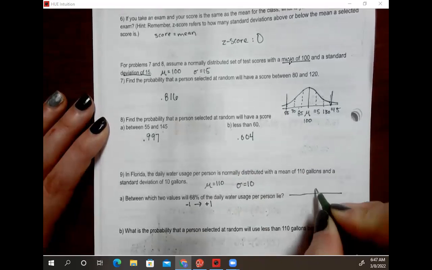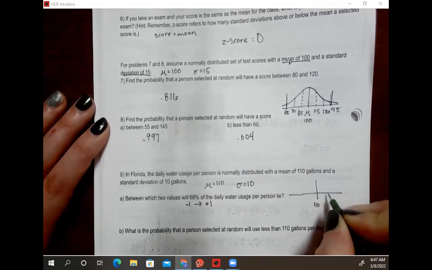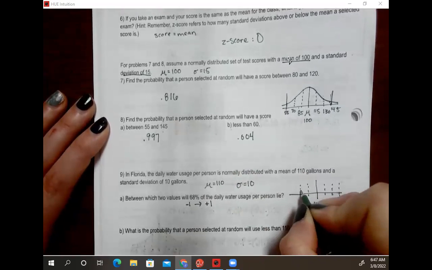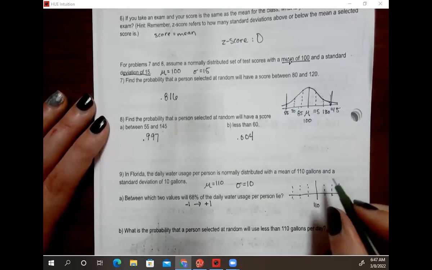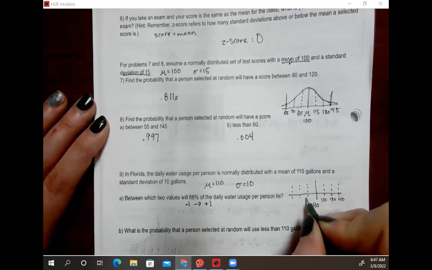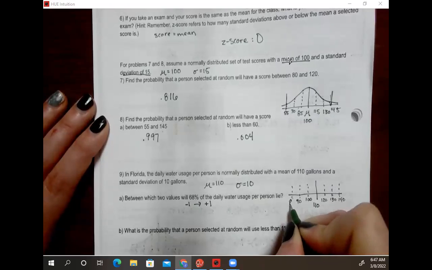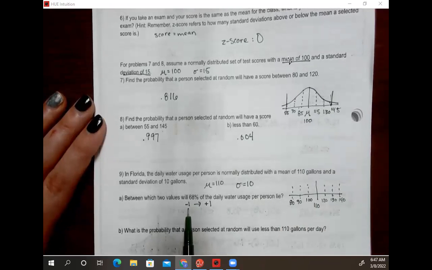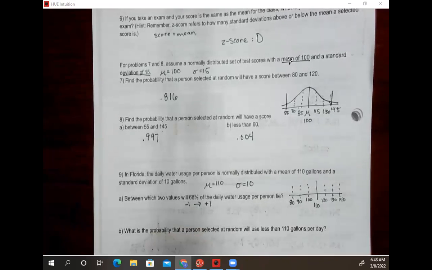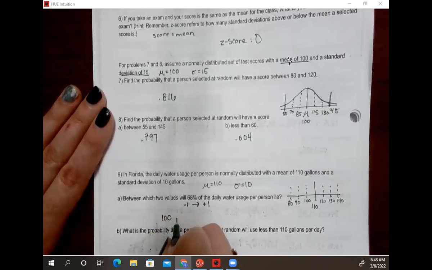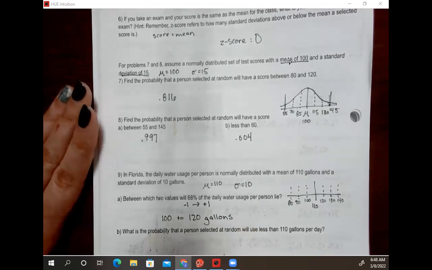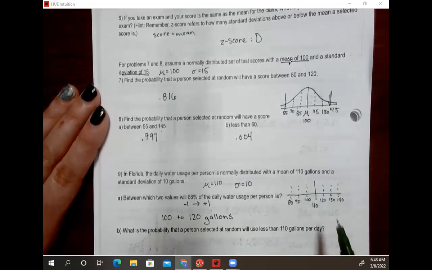So I'm just going to do the label at the bottom on this one. I know my mean is 110, and then 1, 2, 3, 1, 2, 3. And with a standard deviation of 10, as I move forward, this would be 120, 130, 140. As I go the other way, 100, 90, 80. So 1 standard deviation below, that'd be 100, to 1 standard deviation above, that'd be 120. So I would expect this to be within 100 to 120 gallons. I would expect 68% of our daily water usage to be between 100 and 120 gallons.